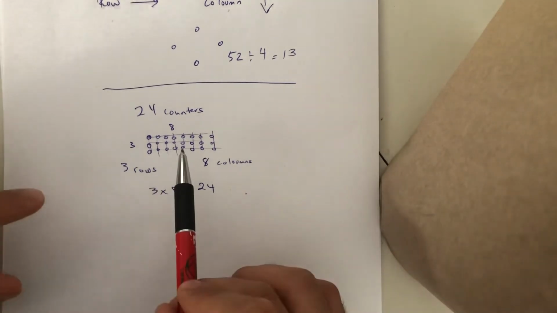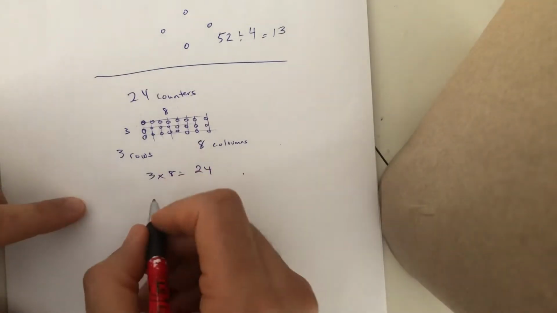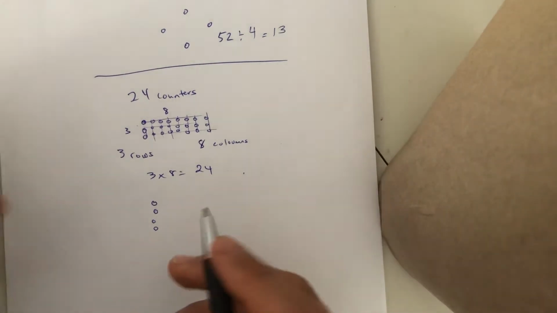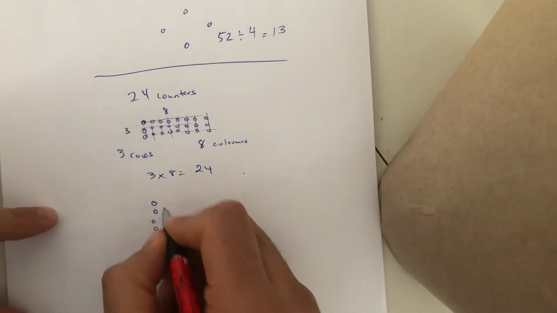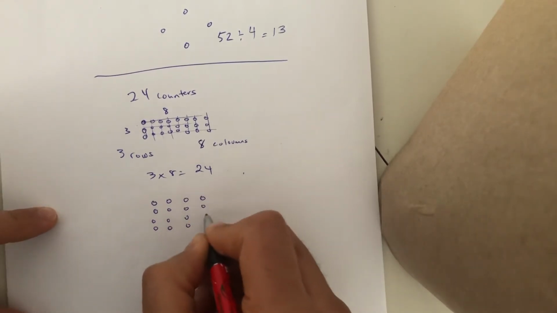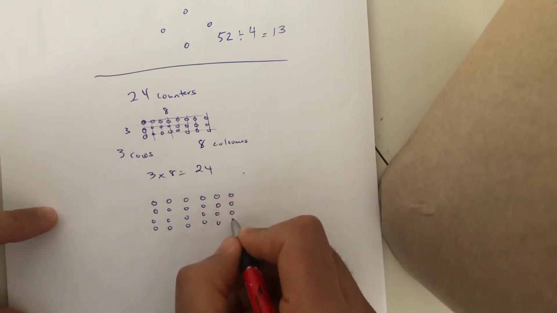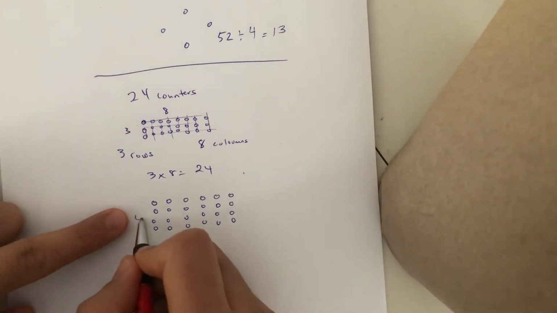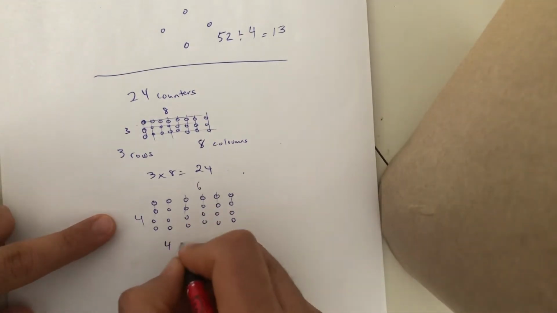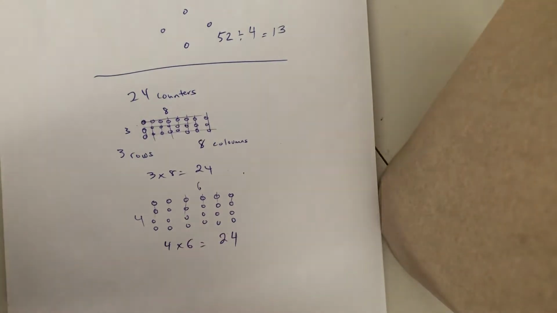Now, I could use a different array to get the same answer. Instead of using 3 rows, I'm going to use 4 rows. 1, 2, 3, 4. And now let's fill up the rest of the counters until we use all 24 counters. 1, 2, 3, up to 24. So we got 4 rows and 6 columns. 4 times 6 equals 24.